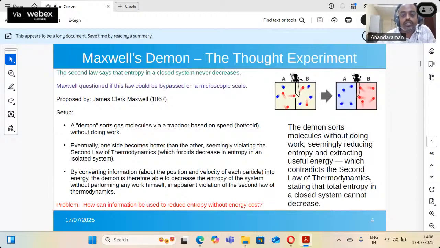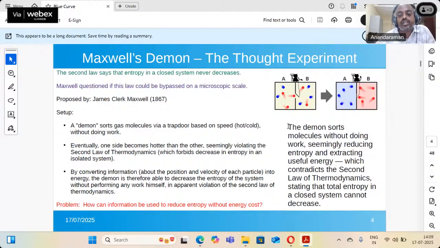But he is proposing that in case there is a demon sitting here opening the valve of the gate, a trapdoor, by considering the speed of the atom. If the speed is more, that may be a hotter atom; if the speed is less, that may be a colder atom. So it opens the door for a cold atom, and one by one it enters the other chamber, and it does not open for the hot atom. That means over time, cold atoms and hot atoms will be separated into different chambers, so some orderness is created. That means the entropy is decreasing.